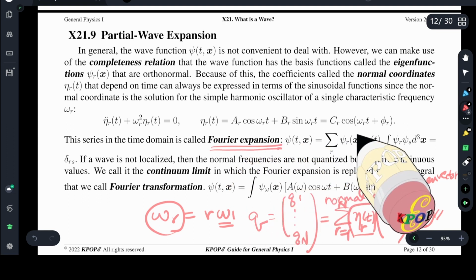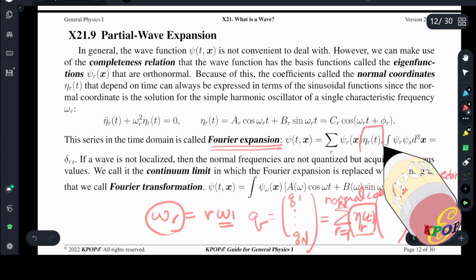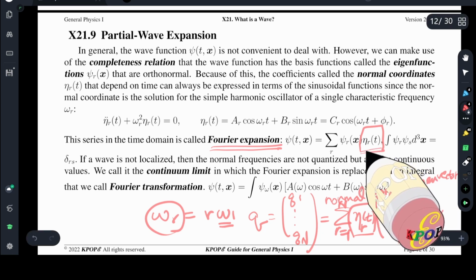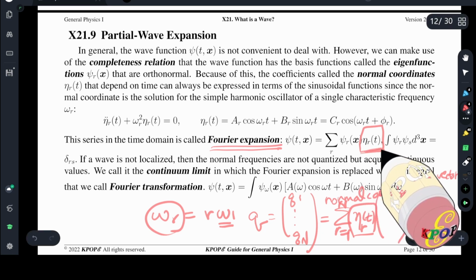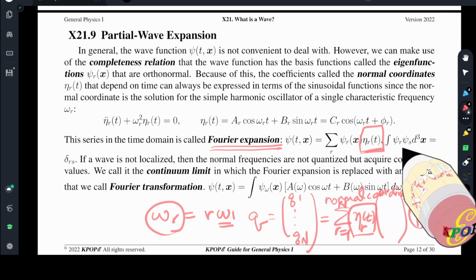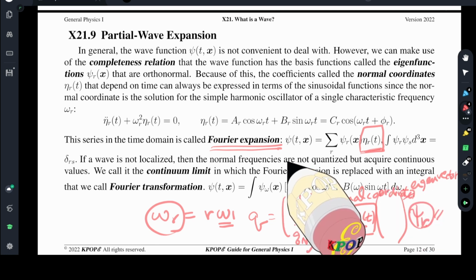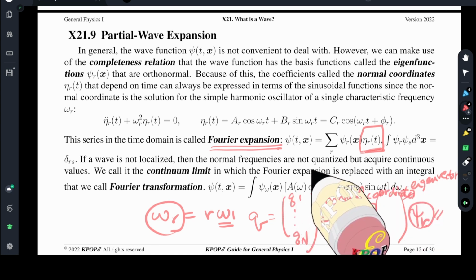So Fourier expansion considers the series expansion in terms of the normal modes. In the limit of a continuum limit, we take the limit n goes to infinity and the spacing goes to 0.